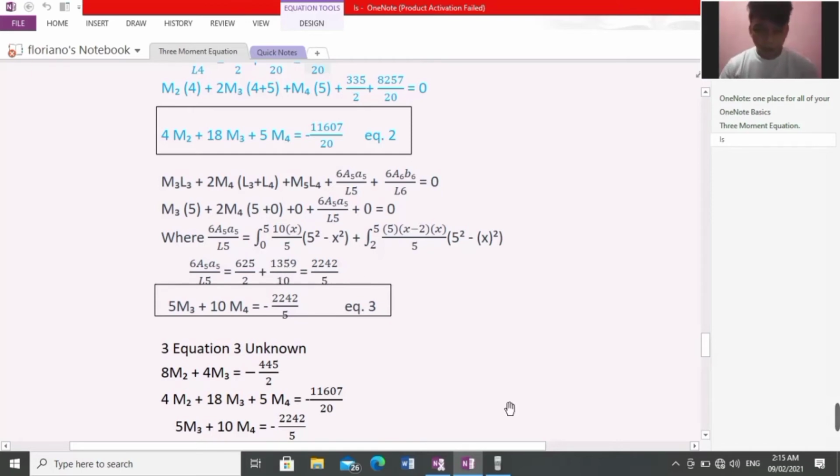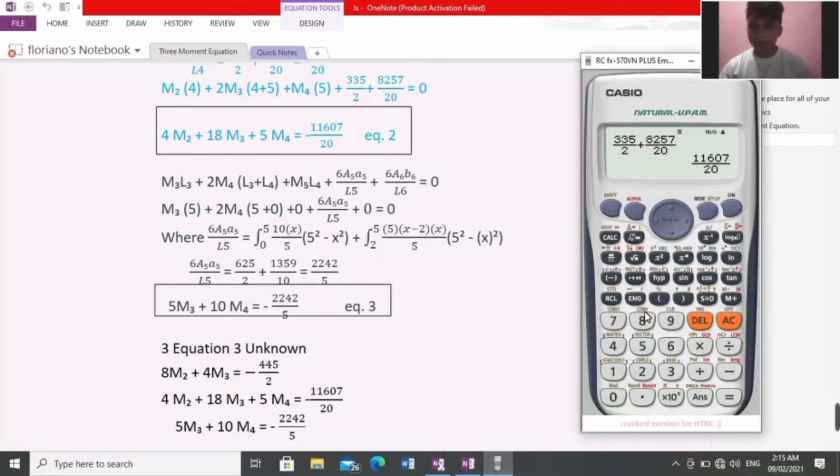So, calculator natin para ma-check natin. So, the integral of 10x all over 5 times 5 squared minus x squared from 0 to 5. So, tama ba? So, tama. 625 all over 2. So, tama yung nakuha kong sagot dito.